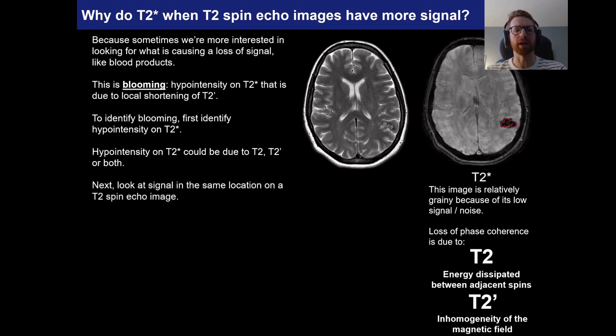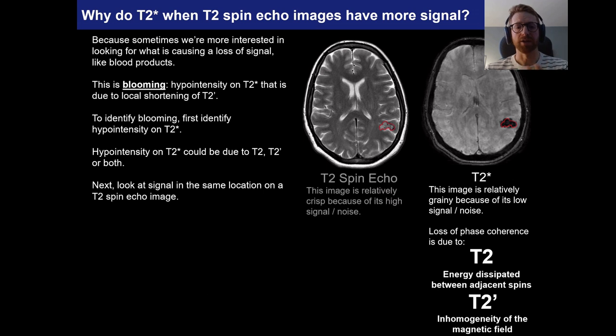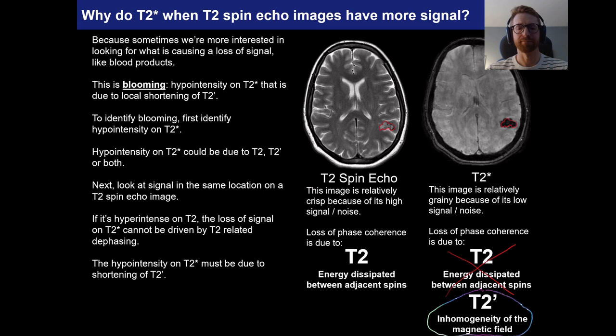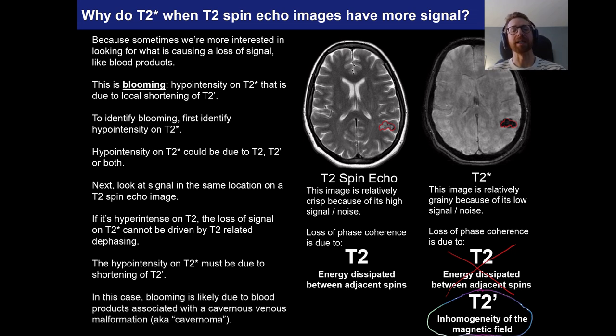So the next step is to look at the same location on a T2 spin echo image. So we see that there's bright signal here. That tells us that the hypointensity on T2 star can't be due to shortening of T2, because if there was shortening of T2, it would look dark on this T2 spin echo image. Therefore, the hypointensity on T2 star has to be due to shortening of T2 prime. So in this example, the blooming is likely due to blood products associated with a cavernous venous malformation, which is sometimes referred to as a cavernoma.